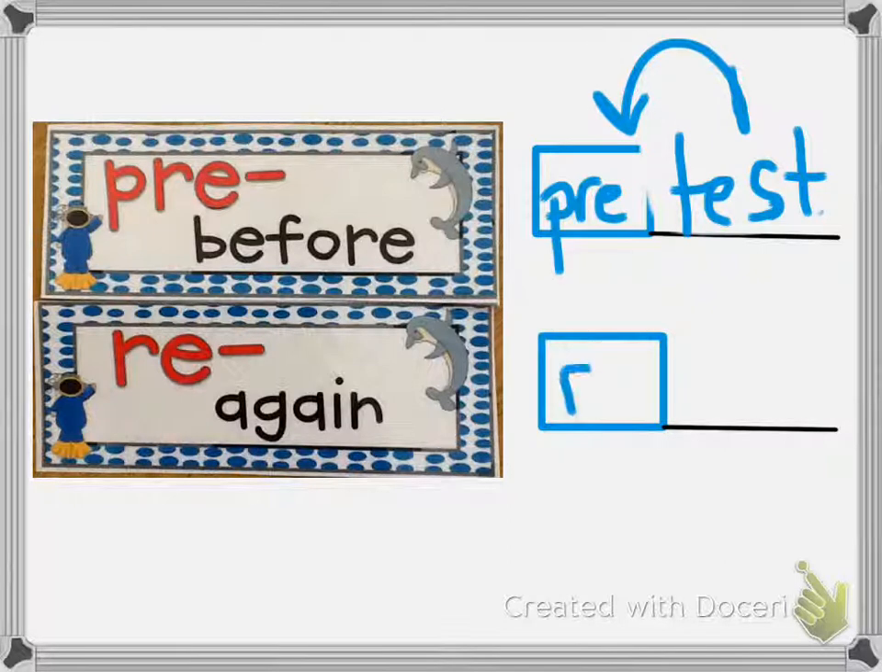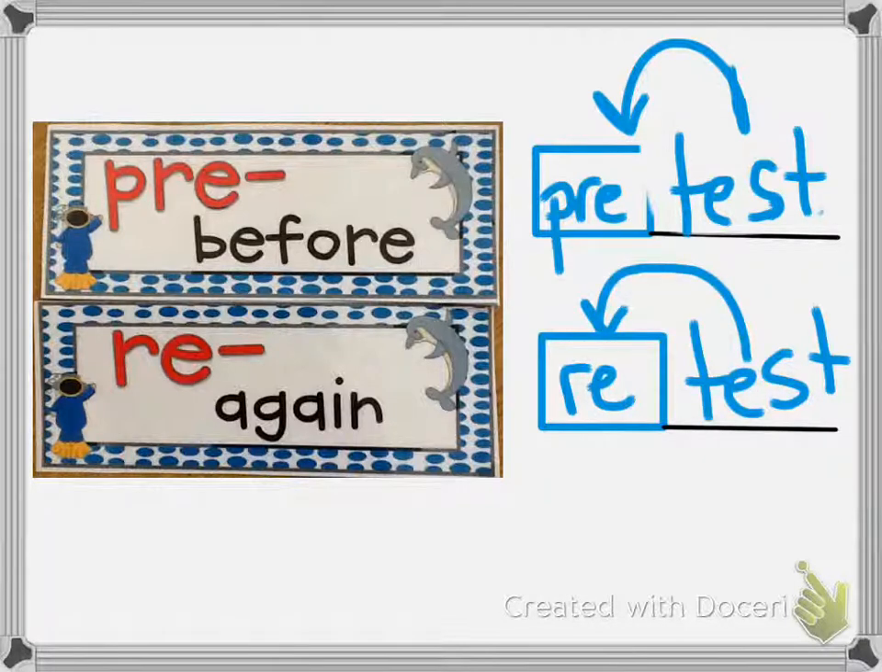Same thing with re. Re means again. And you're going to do it in the same fashion. You're going to say the base word and then the prefix. So you're going to test again. You retest. Another example. If you are retelling something, you are telling it again. Retell.